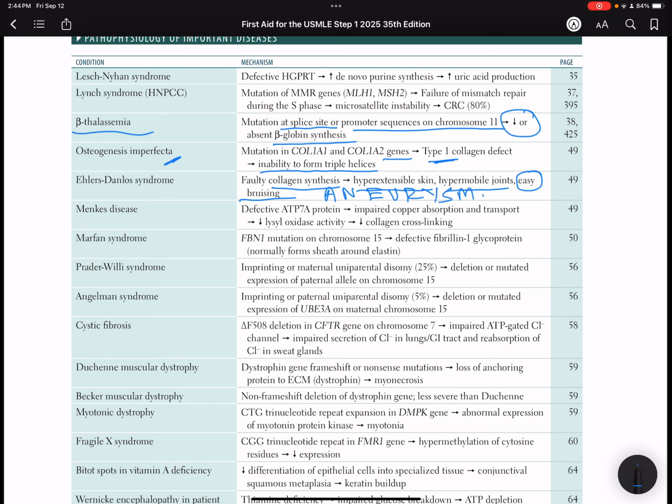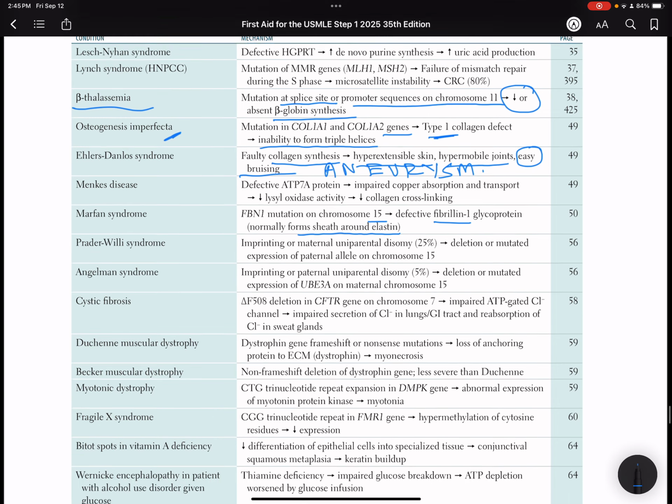What is Menkes disease? Defective ATP7A protein, impaired copper absorption and transport, which leads to decreased lysyl oxidase activity, decreased collagen cross-linking. What is Marfan syndrome? Marfan syndrome is FBN1 mutation on chromosome 15. Defective fibrillin 1 glycoprotein normally forms a sheath around elastin, but in Marfan that is absent. So there is no sheath around elastin.